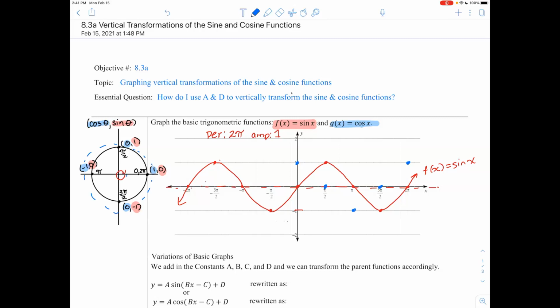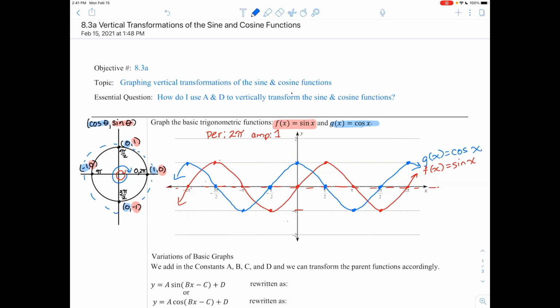And if we were to rotate in a negative manner, we would go negative pi over 2 is 0. Negative pi is negative 1. Negative 3 pi over 2 is 0. And negative 2 pi is back to positive 1. So here we have our cosine function, and I'm going to attempt to draw that curve here. There we go. And so there's our g of x, or our cosine of x.